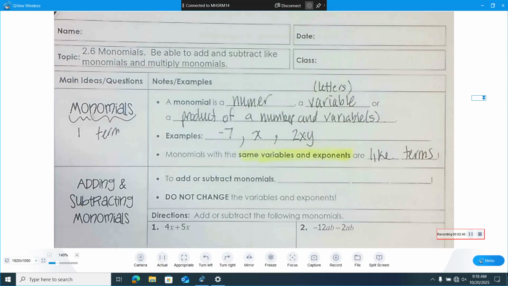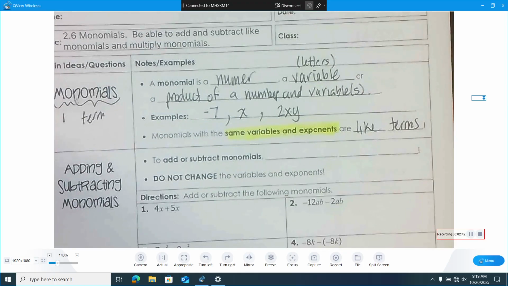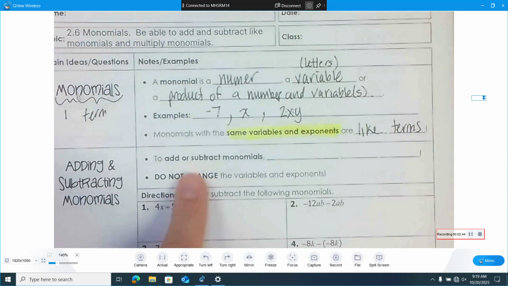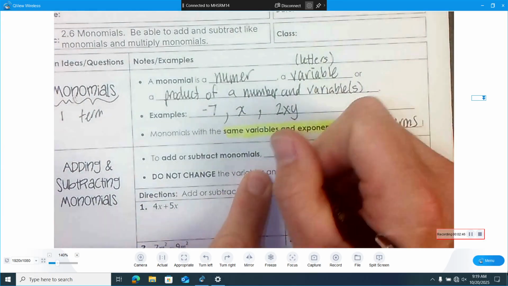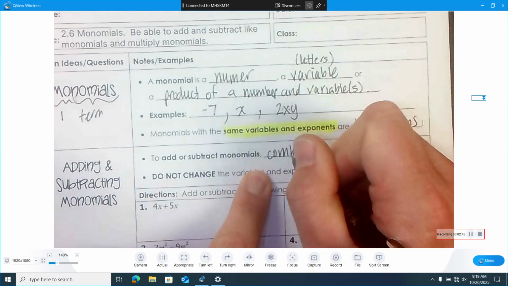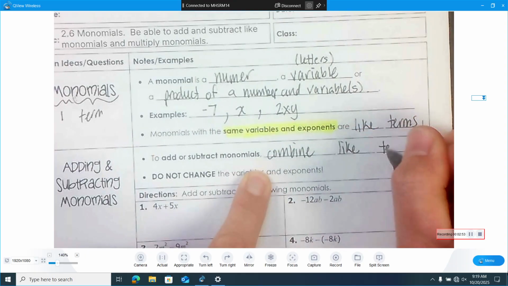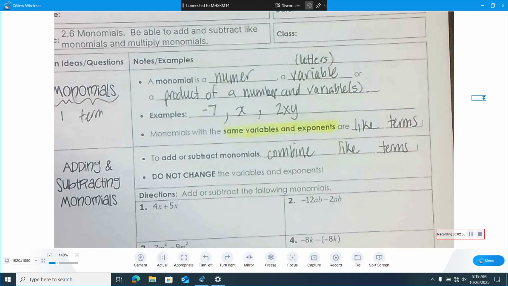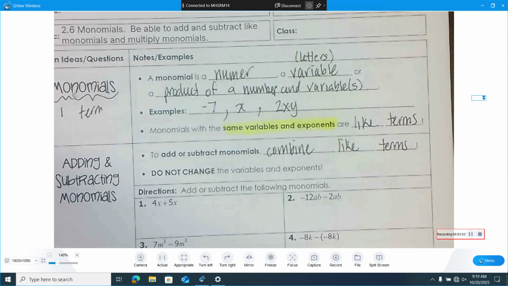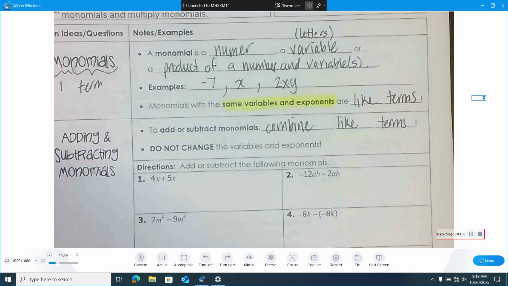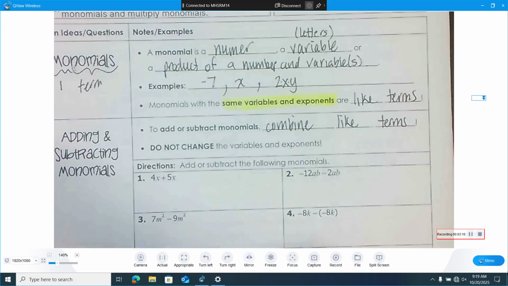So we're starting real easy again. We are adding and subtracting monomials. So to add or subtract monomials, all we have to do is combine like terms, which you guys are already good at. Combine like terms. And like terms have the same letters and exponents. They have to match. And we do not change those letters and exponents. They stay exactly the same. And so we want to add or subtract the following monomials.